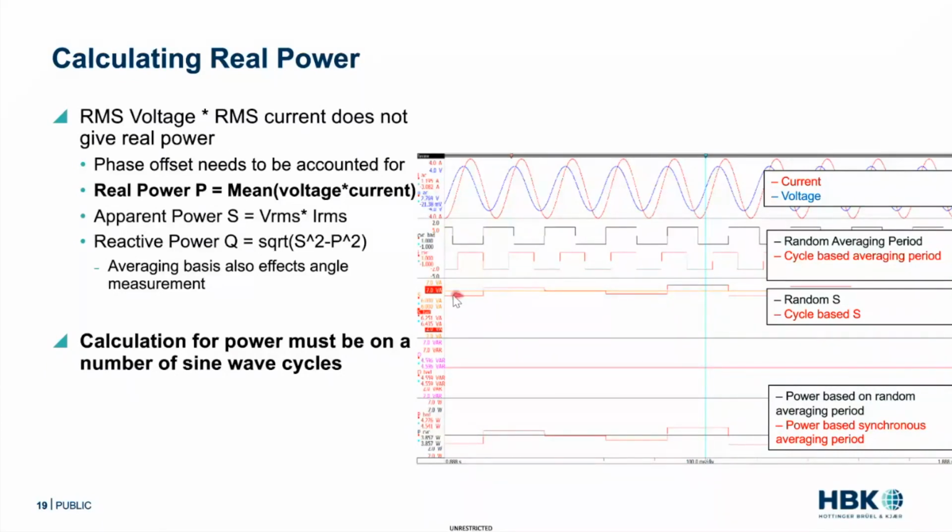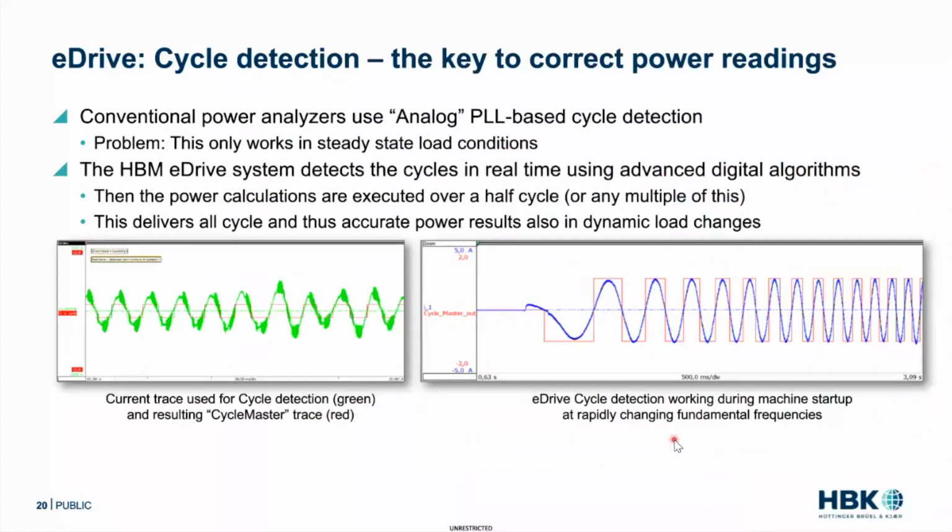And as you might guess, our cycle-based period, the right calculation period, is dead stiff, and the random period is bouncing all over the place. I apologize for the colors being wrong. Reactive power, we see much the same. And then the real power, we have this random averaging period. Oh, wow, I got the colors way wrong here. The random period is bouncing all over. The cycle-based period is dead stiff. And again, this calculation must be on a number of sine waves to get the correct result. Otherwise, it's just bouncing around. So cycle detection is the key to correct power readings.